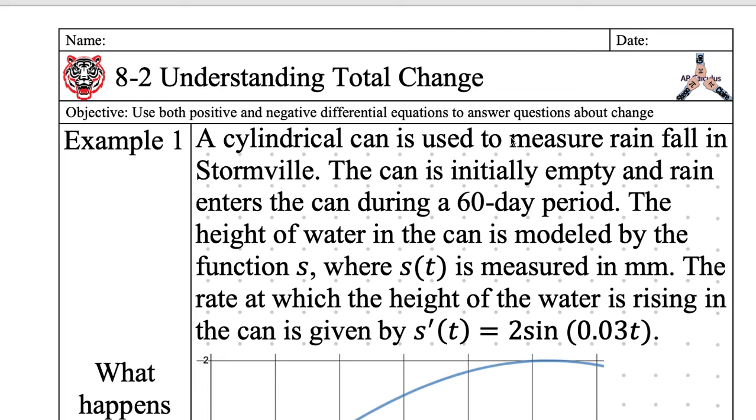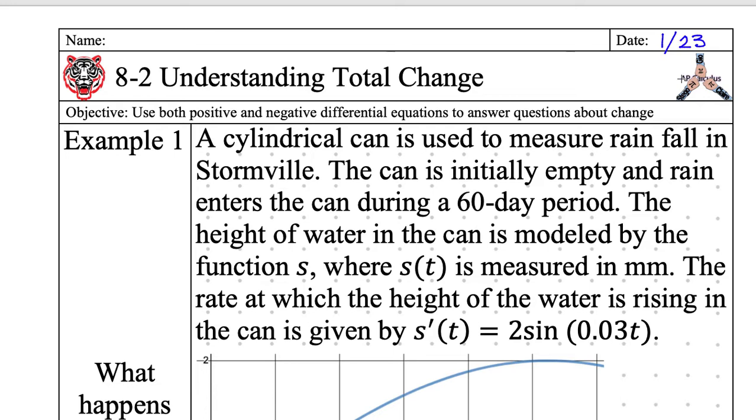All right, so we are in AP Calculus. Today's date is Thursday, January 23rd, 2020. Understanding total change. Yesterday was just talking about rates. Today is talking about total change. Again, we're using integrals and we're applying it to real world problems.